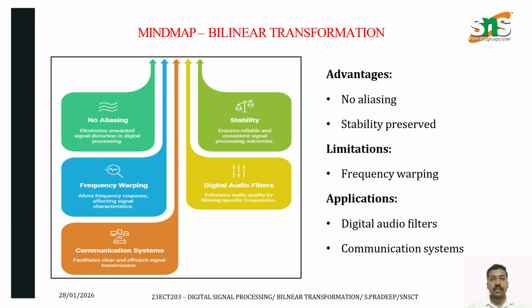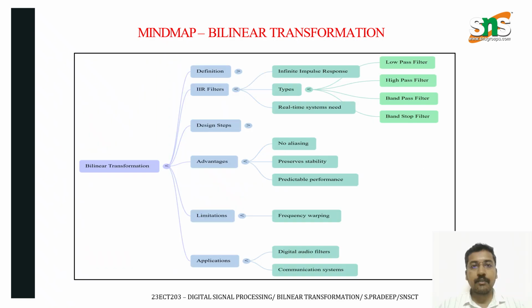Bilinear transformation offers several advantages. It eliminates aliasing and preserves the stability of the system during transformation. However, it introduces frequency warping, which must be corrected using pre-warping techniques. Its applications include digital audio processing and communication systems, where accurate filter design is crucial.